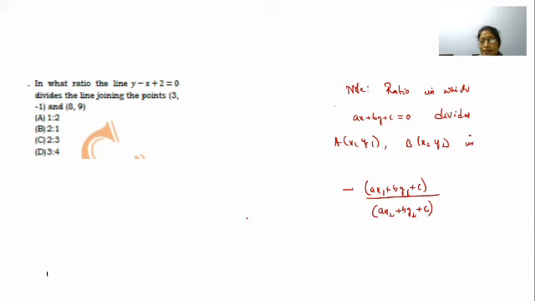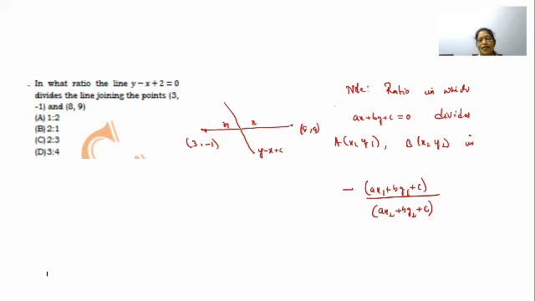You might ask me, is there any other alternative? Yes, of course, there is a regular method which we usually teach in the class. So this is the line, y minus x plus 2, which is dividing, in the ratio m is to n, the line joining 2 points, (3, -1) and (8, 9).